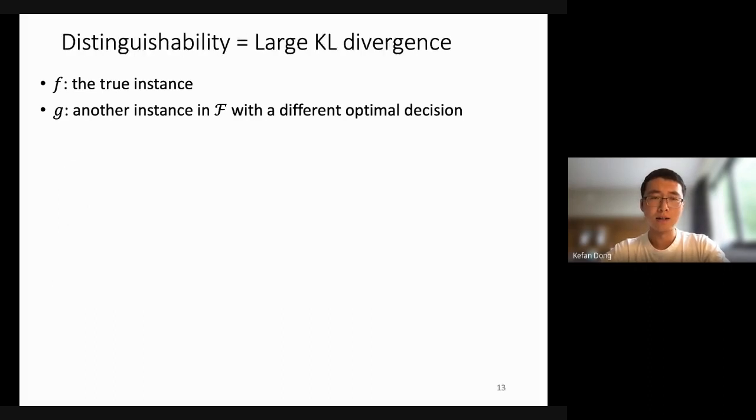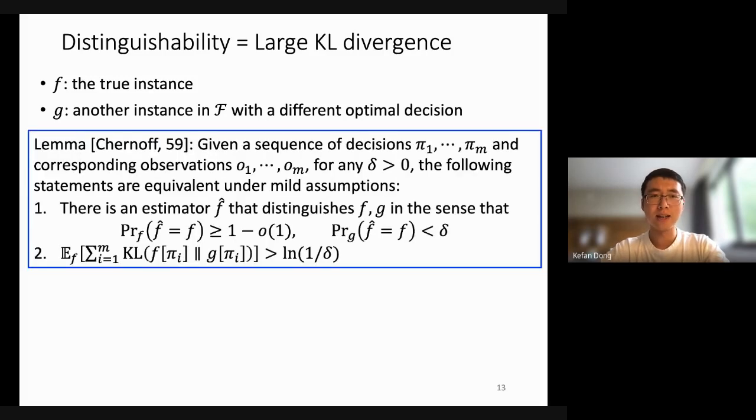Okay, and how do we measure the distinguishability? We measure the distinguishability in this paper by KL divergence. And this result traces back to a very classical result on hypothesis testing. This is called the Chernoff-Stein lemma. When written in our language, the statement of the lemma is as follows. Given a sequence of decisions pi 1 through pi m, and the corresponding observations O1 through Om, then for every failure probability delta bigger than 0, the following statements are equivalent under mild assumptions.